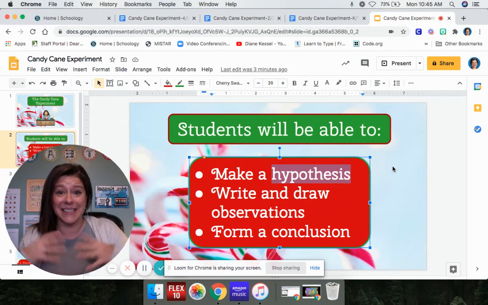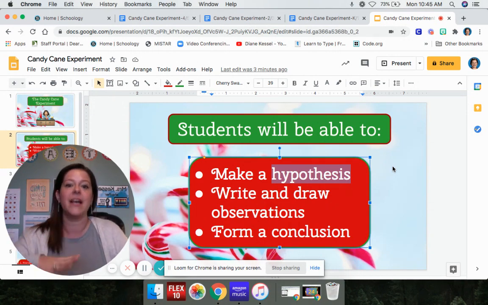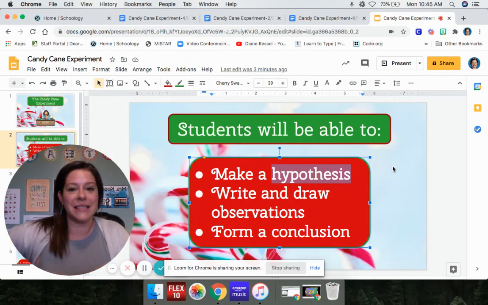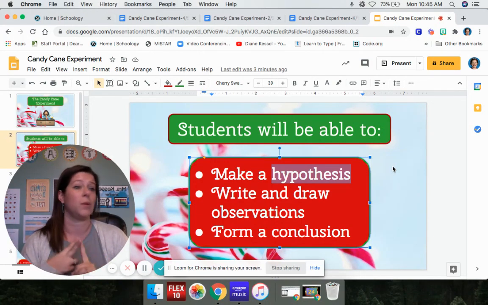Scientists are always asking questions. And our question today is, what will make the candy cane dissolve the fastest? And so your hypothesis is going to be based on what you know about candy canes and maybe what you know about those liquids. And you're going to decide what you think will happen.